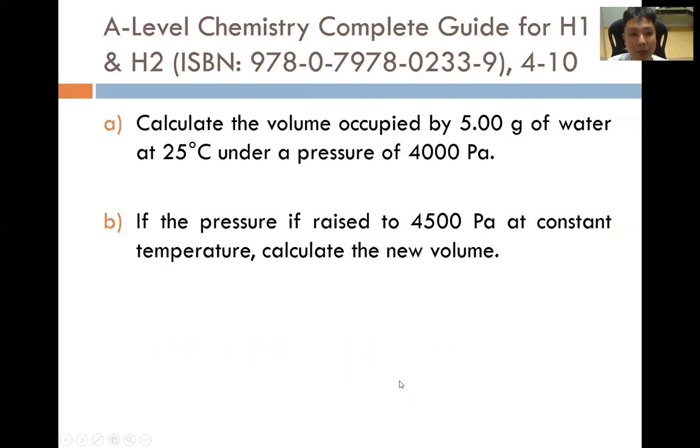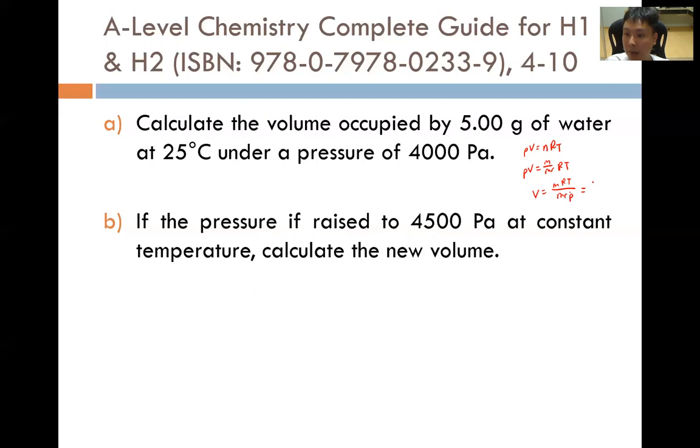Okay, so the final question. Calculate the volume occupied by 5 grams of water at 25 degrees Celsius under a pressure of 4,000 Pascal. So this has mass, right? So we're going to use the ideal gas equation, but the one with mass. So again, change the number of moles into mass over Mr. Okay, and we're supposed to calculate the volume. So let's rearrange this equation: V equals mRT over Mr times P.